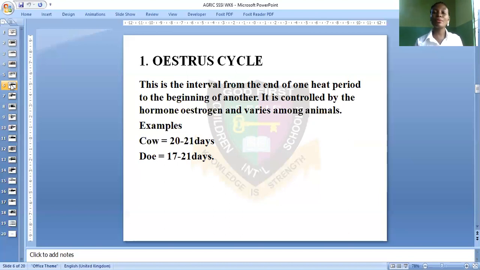Oestrus cycle varies from animal to animal. For example, in cow, oestrus cycle takes 20 to 21 days. And in doe, a doe is a female goat, oestrus cycle takes 17 to 21 days.